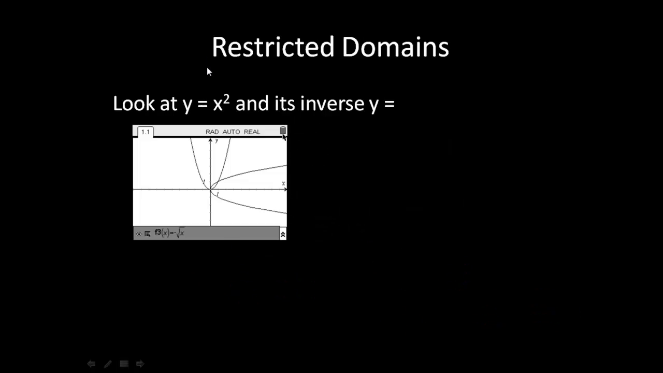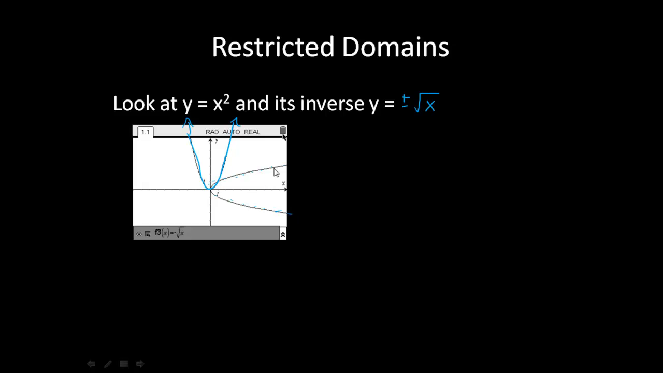Okay, the last thing we need to talk about is sometimes we need to deal with restricted domains. So I've put the graph y equals x squared right up here. It's just our standard parabola, and its inverse would be, well, in order to get x by itself, I need to do the square root. Since I'm applying the square root, it would be plus minus, and then switch your variables x and y around. Here's the graph of the inverse.